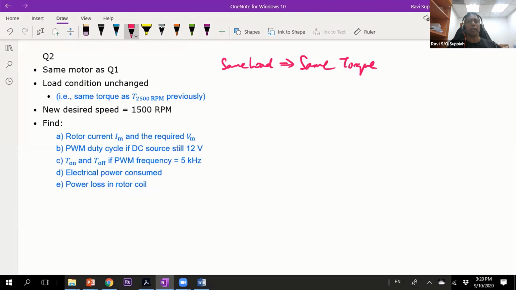The formula that relates is T equals Kt times I. So if my torque is the same, my current is also the same. The torque is directly tied to the load, and so is the current. As long as the load is the same, the torque will be the same, so the current will also be the same.